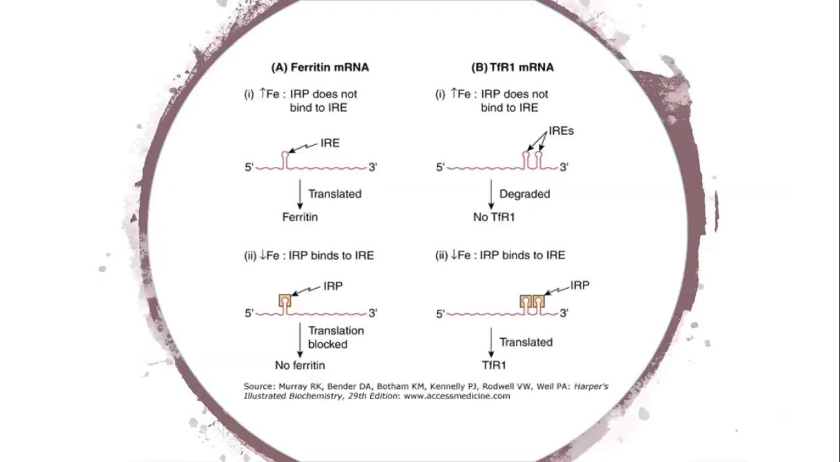Okay, so this slide just shows us the regulation of ferritin and transferrin receptor mRNA. The rate of synthesis of the transferrin receptor as well as ferritin are reciprocally linked to the level of intracellular iron. Ferritin, as you can see here, is located in the 5' region of the mRNA, while the transferrin receptor is located at the 3' end. So let's start first with ferritin.